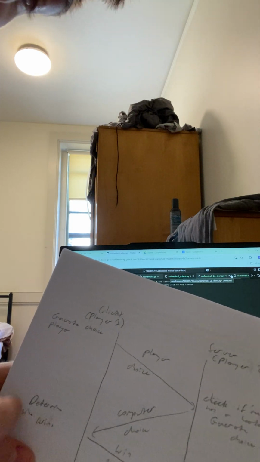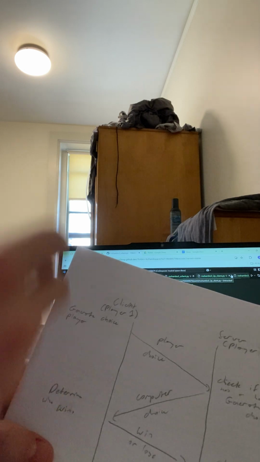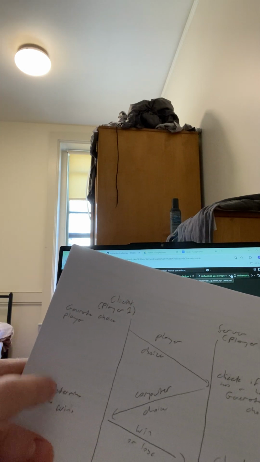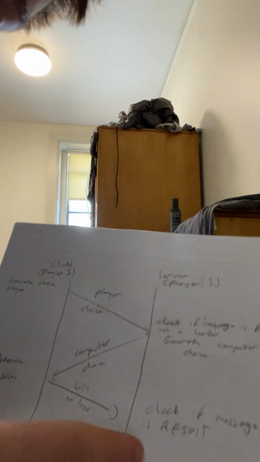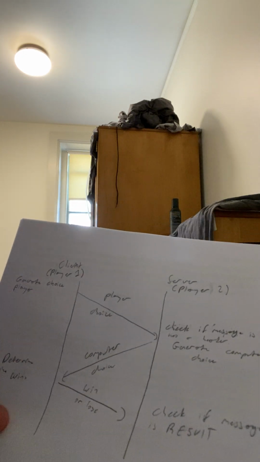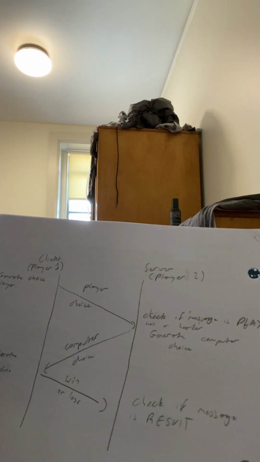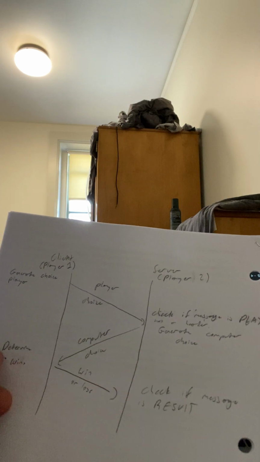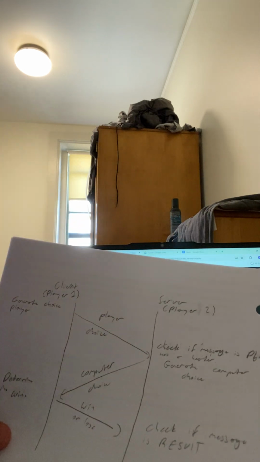Now, the client has to determine who wins and loses, and then send that back to the server so that the server can know this and print this result as well. But this message needs to be different from the first message. So in this message, I put result at the start. If the first part of the message is result, the server knows to just print this, and we don't want to play another round. And yeah, this is my diagram, and I'll show you the code that corresponds to each part of that.